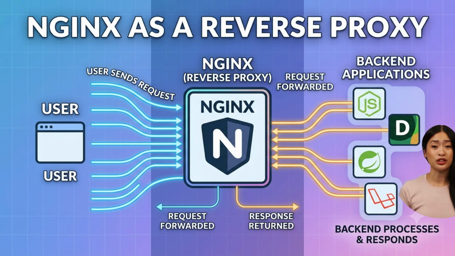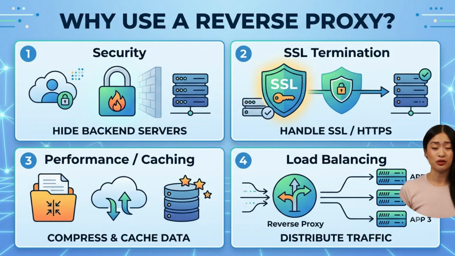The backend processes the request, generates a response, and sends it back to Nginx. Finally, Nginx returns that response to the user. The user never communicates directly with your backend server. This is called a reverse proxy because it acts as an intermediary between clients and your backend servers. Why use a reverse proxy?